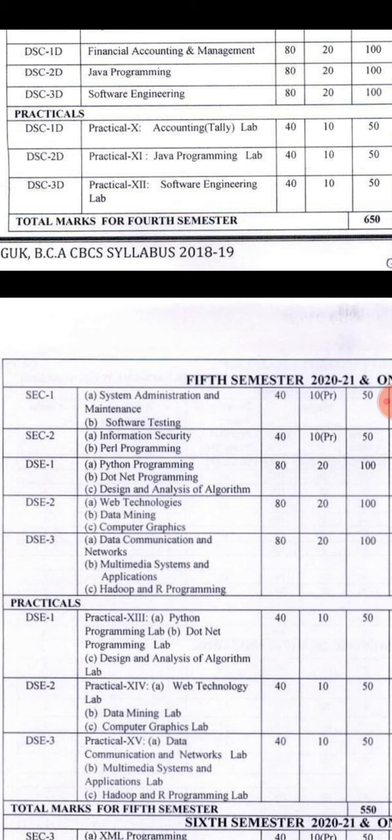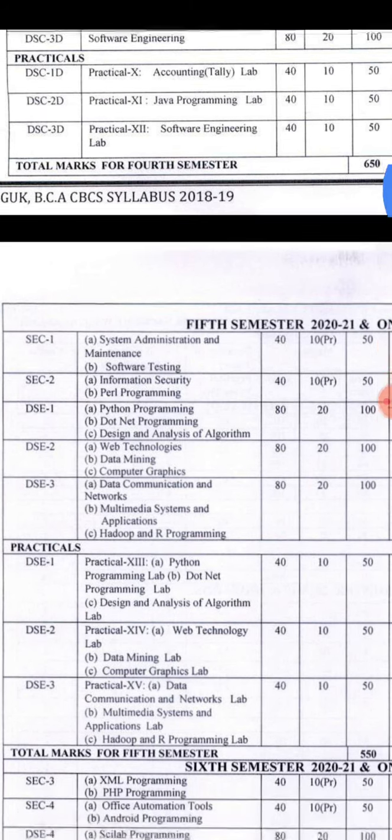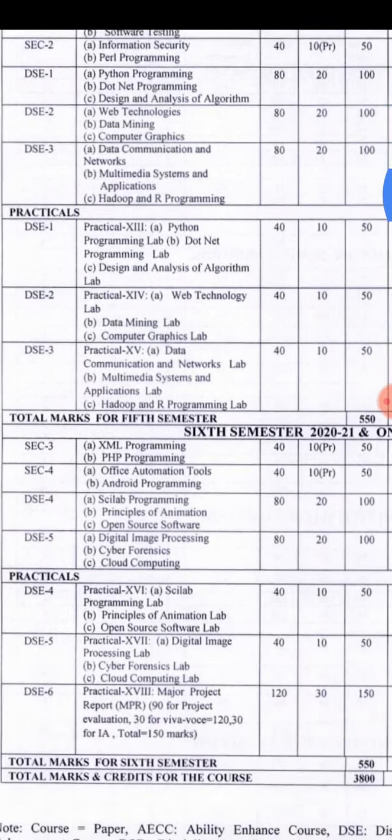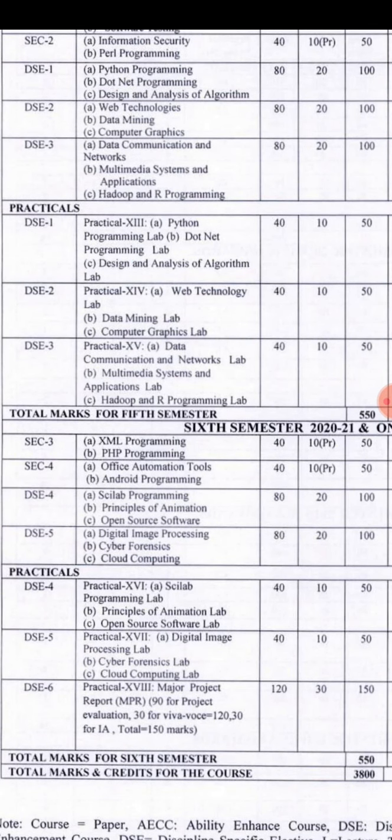Okay, so DSE 1 practical. So if you choose Python, the lab on Python will be conducted. If you choose .NET, lab will be conducted. Similarly, DSE 2 and DSE 3. Okay, coming to the last semester, that is the 6th semester of the BCA.